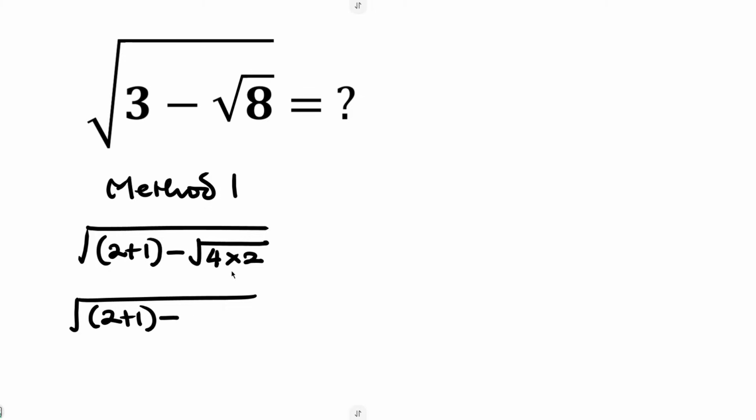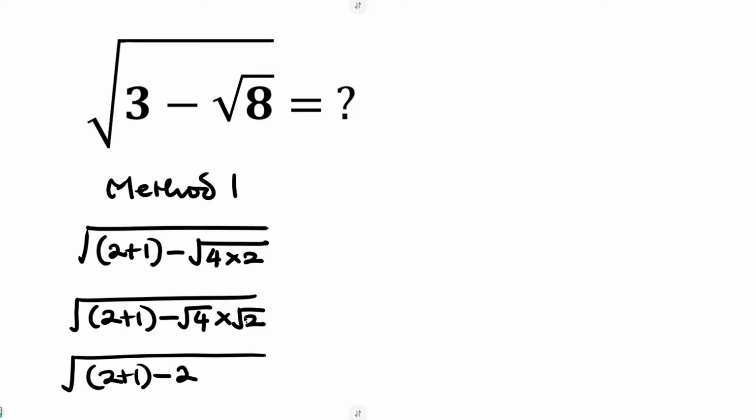Now applying the property of radical, we're going to be separating this to become the square root of 4 times the square root of 2. And then simplifying further, we have the square root of 2 plus 1 minus the square root of 4, which is 2, and when multiplied by the square root of 2, we have 2 root 2.